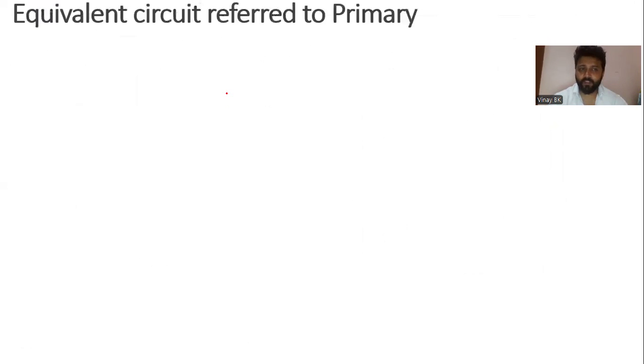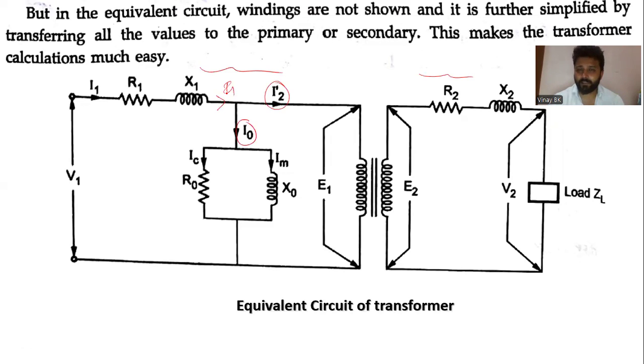So now we are simplifying this. For that, you will have two cases. You need to remove this winding. To remove this winding, either this circuit should be referred to the primary winding, or it should be referred to the secondary winding. Either one winding should be referred, so there will be two cases.